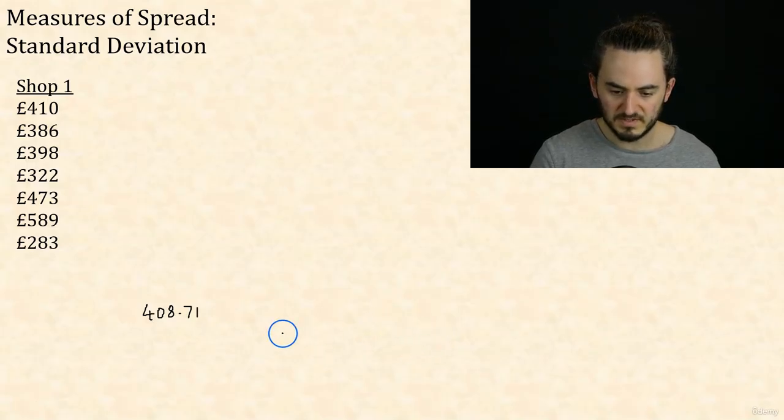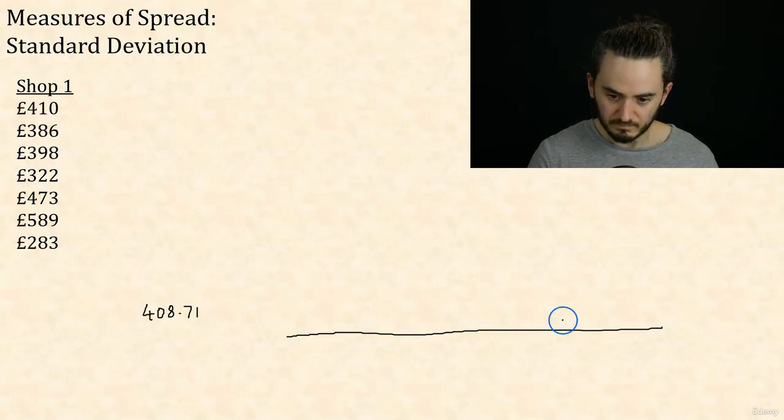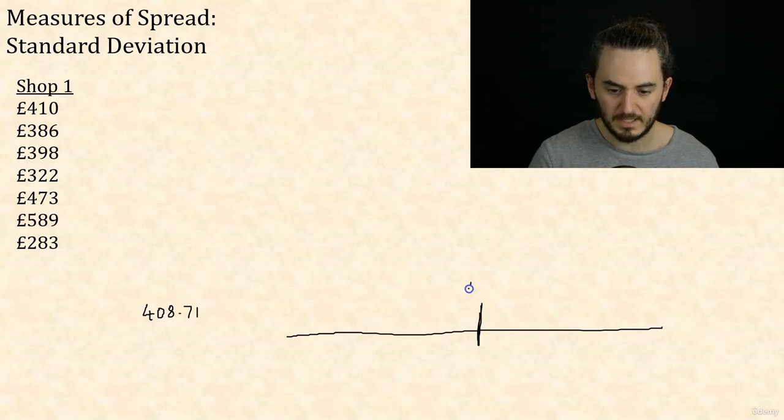Suppose that we plotted all of our data on a number line, and we knew the location of the mean. So let's say that the mean was here, and that's our 408.71. And our other points are distributed variously around this, sort of like so. Now, I'm probably going to get these in the wrong place, so don't worry about that. I'm not trying to do this accurately. I'm just trying to give you a picture.